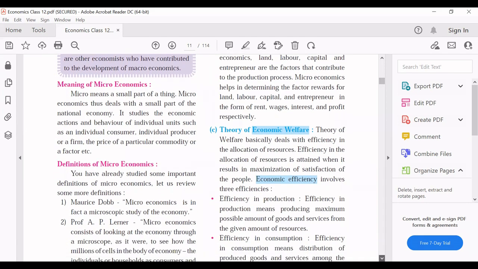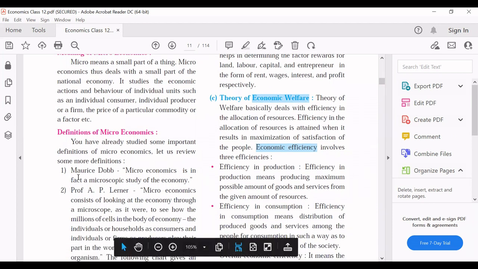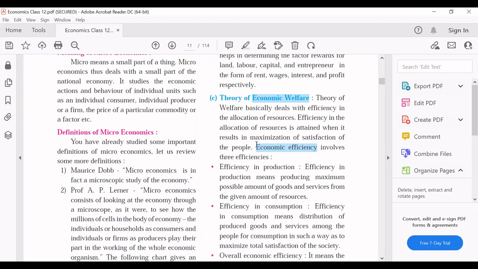Now, here you can see certain definitions also provided. I would like to go through the first definition, provided by Maurice Dobb. What does Maurice Dobb say? Microeconomics is a microscopic study of an economy. You know how an amoeba or bacteria looks under a microscope lens. In a similar way, when we are studying all the minute parts of the economy, we can say that this is microeconomics, and this definition is given by Mr. Maurice Dobb.